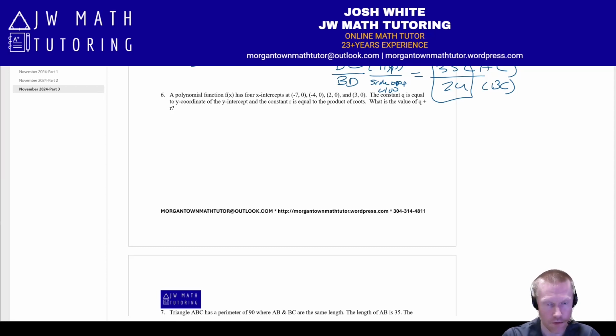So you're told about this polynomial function. It has 4 x-intercepts, okay? These 4 points given here. So 4 zeros, 4 roots, however you want to think about it. So q, which is a constant, is equal to the y-coordinate of the y-intercept, and r is equal to the product of the roots.